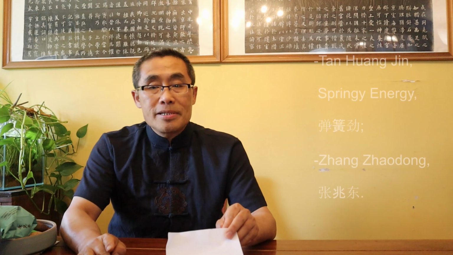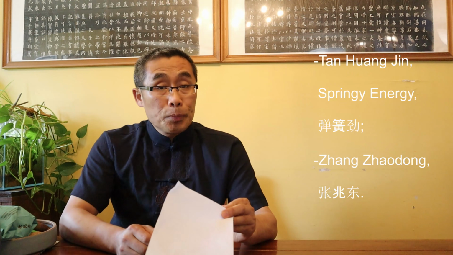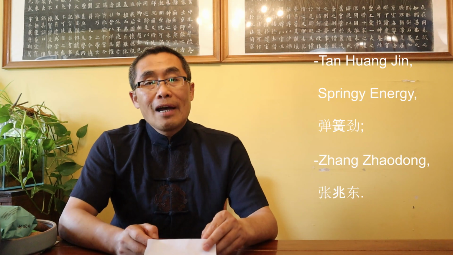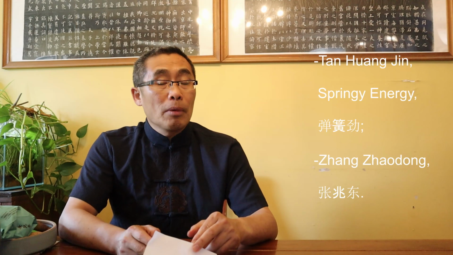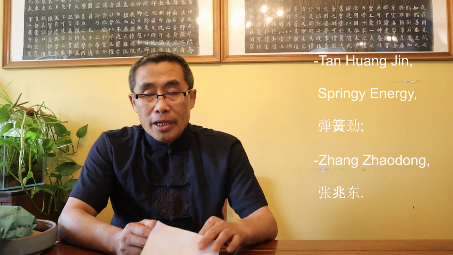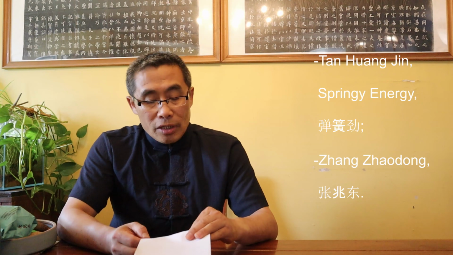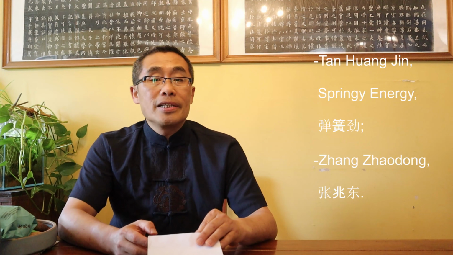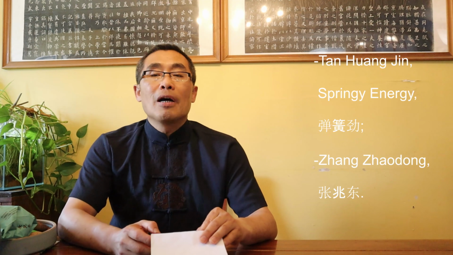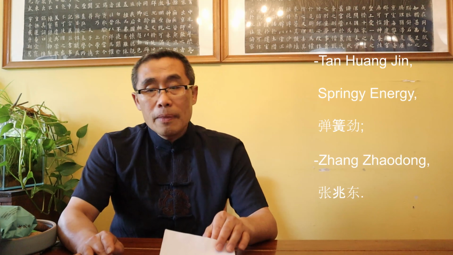Let me explain. The first one is Tan Huang Jin, or spinning energy, which I have introduced many times in some of my prior videos. Basically, Tan Huang Jin was the popular practice started from the 1930s in Tianjin, developed by some famous Xing Yi masters such as Zhang Zhaodong. Then it became very popular in the 1980s.